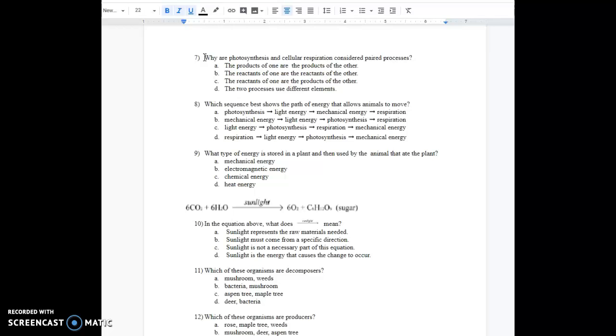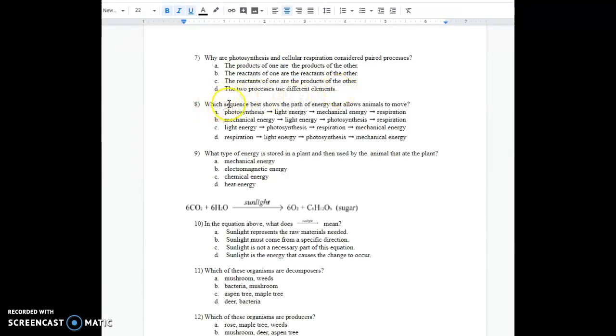Number 7. Why are photosynthesis and cellular respiration considered paired processes? A. The products of one are the products of the other. B. The reactants of one are the reactants of the other. C. The reactants of one are the products of the other. Or D. The two processes use different elements.